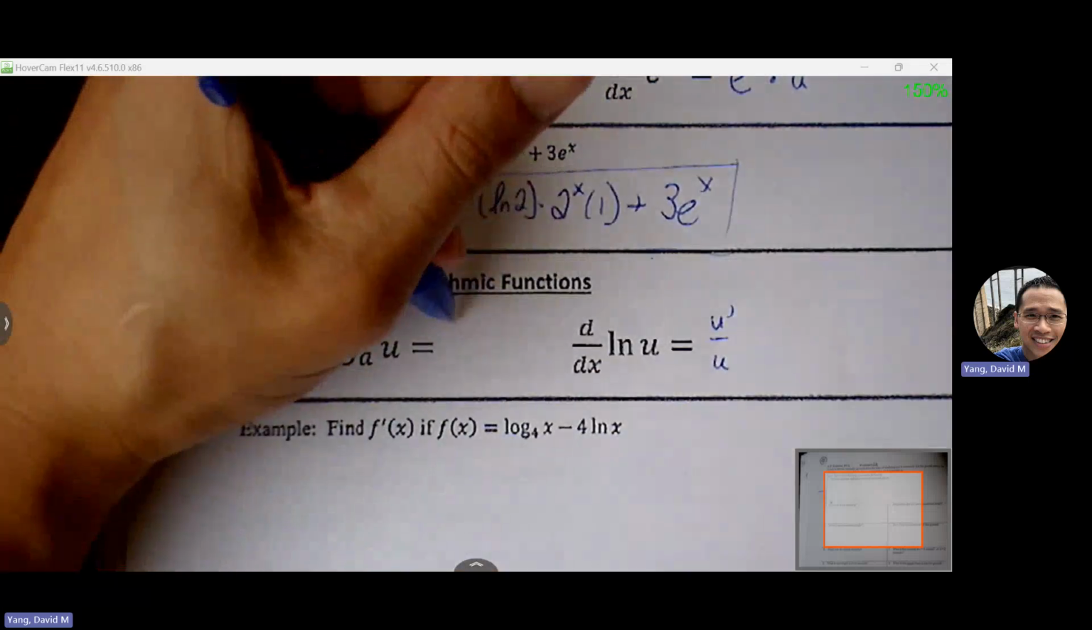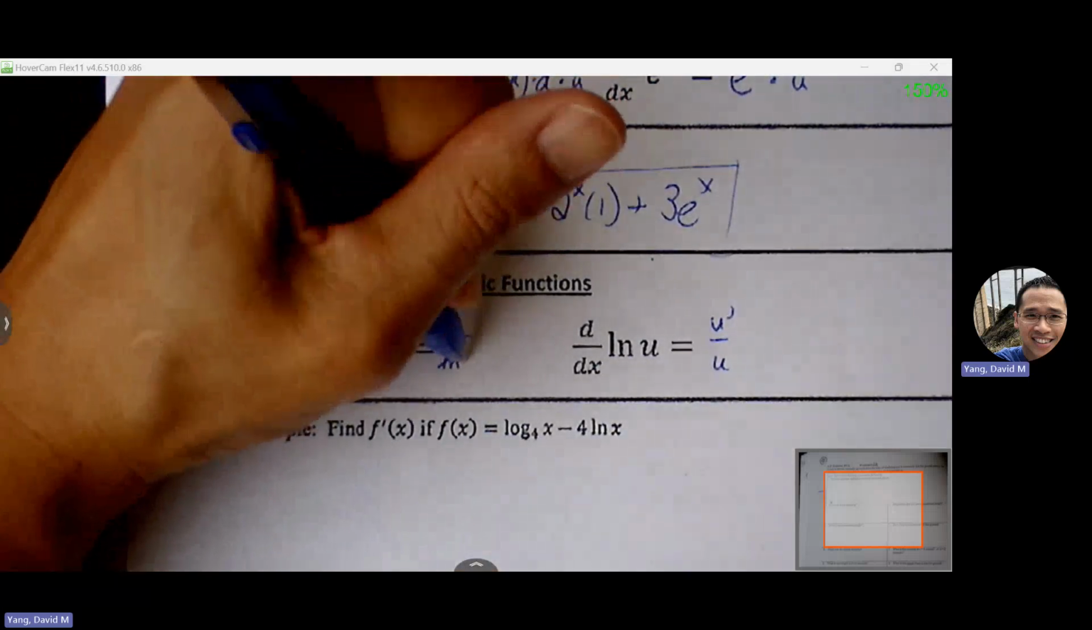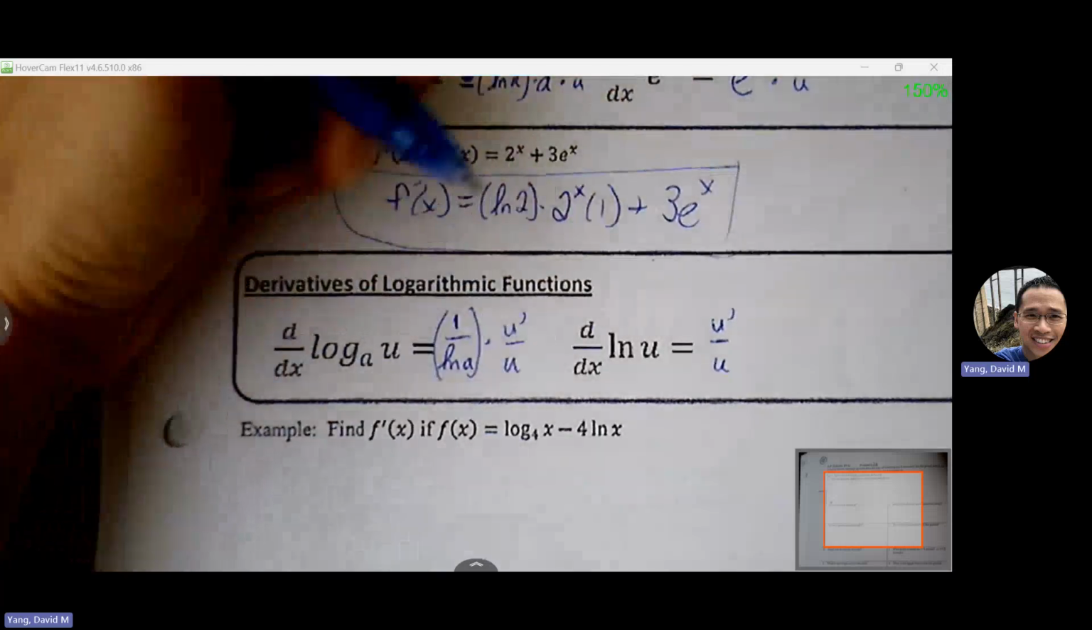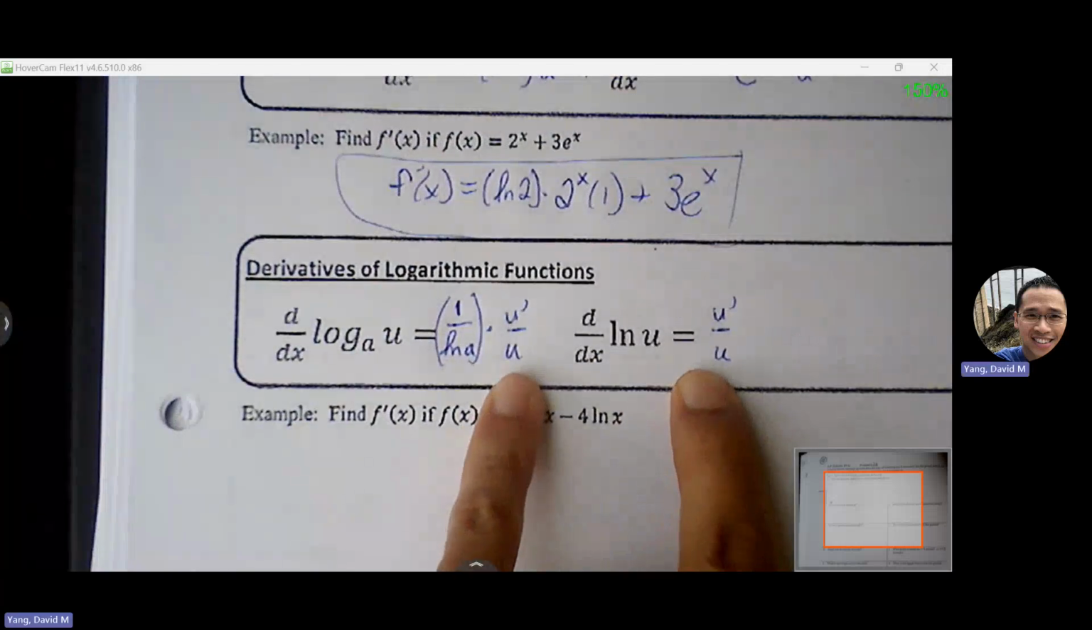So the conversion is going to look like this, 1 over natural log of a. So once we get past the conversion, then it looks pretty much like your natural log rule, u prime over u.